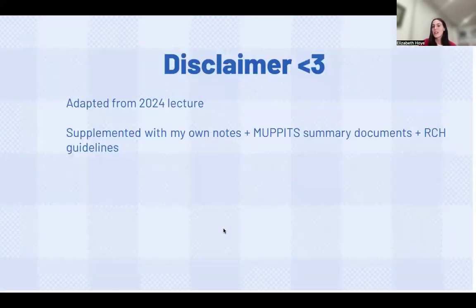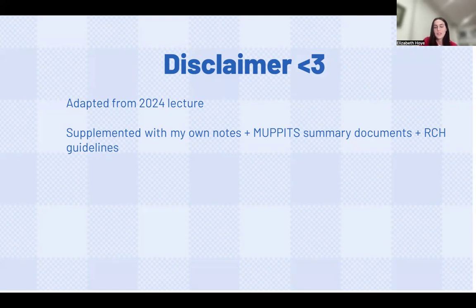Just a disclaimer, I've adapted a lot of this information from the 2024 lecture, but for new matrix conditions or to supplement some of the information, I've used my own notes, the really thorough Muppet summary documents that the academic team has made, and then also, of course, the RCH guidelines, which are the gold standard. I'd recommend for your revision definitely having a look at all the most up-to-date RCH guidelines because they're, as I said, the gold standard.